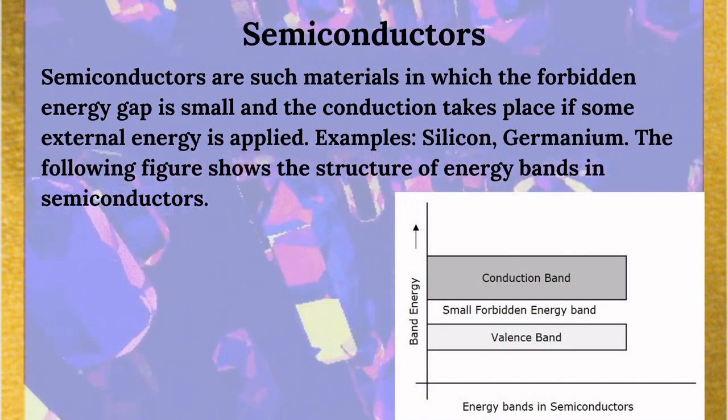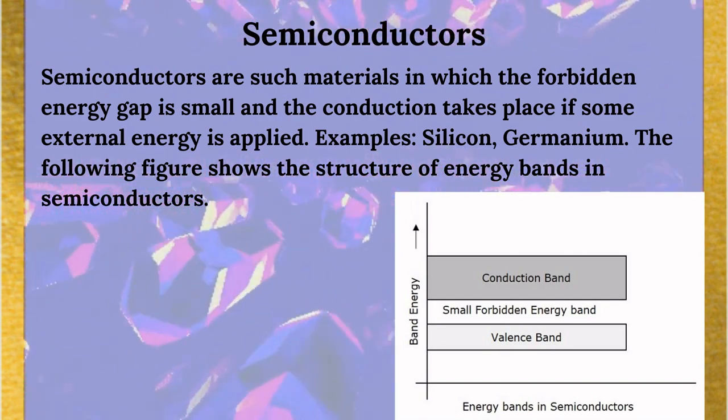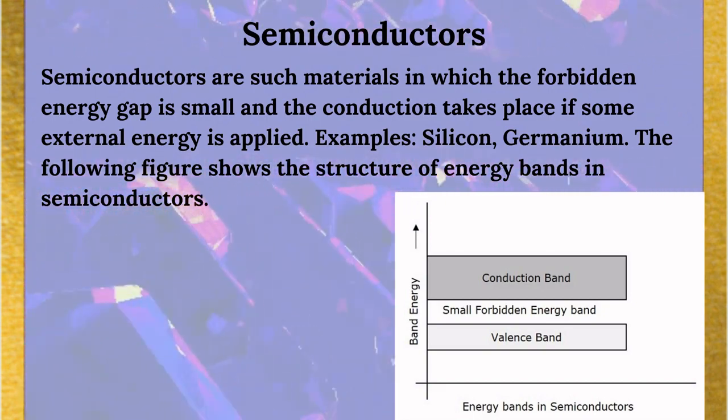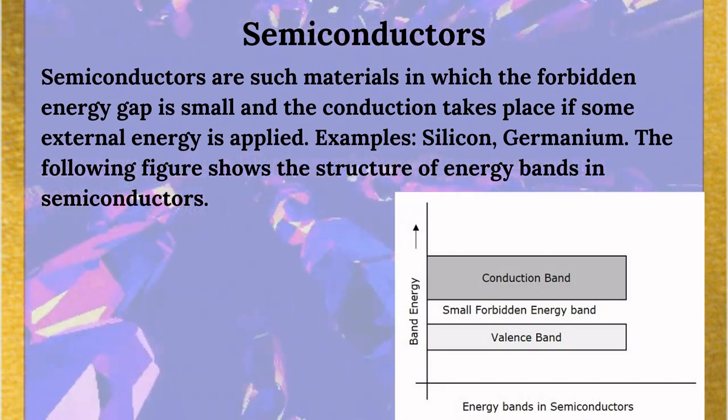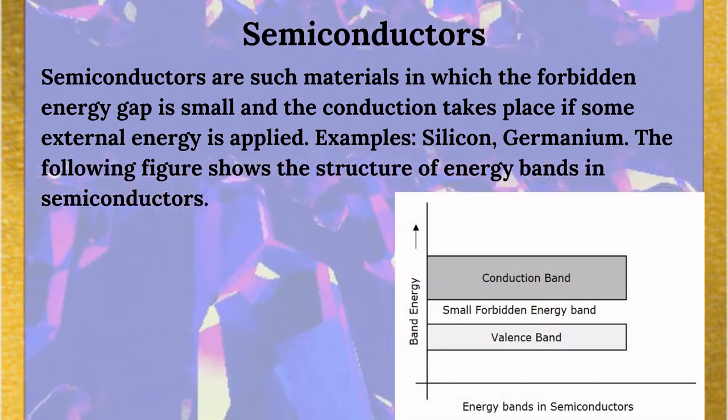Semiconductors are such materials in which the forbidden energy gap is small and the conduction takes place if some external energy is applied. Examples: silicon, germanium. The following figure shows the structure of energy bands in semiconductors.